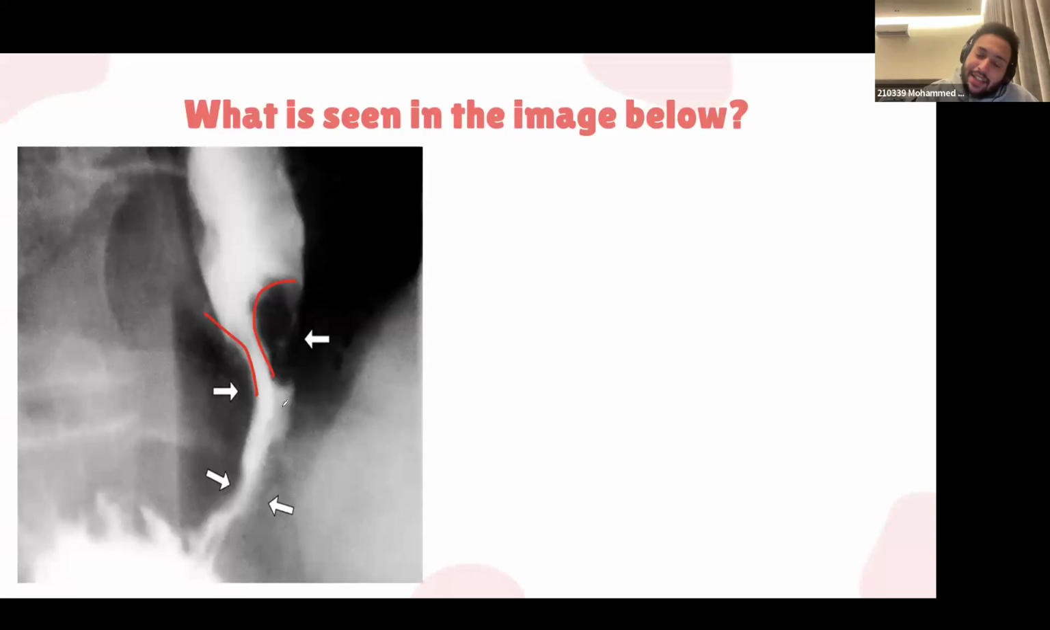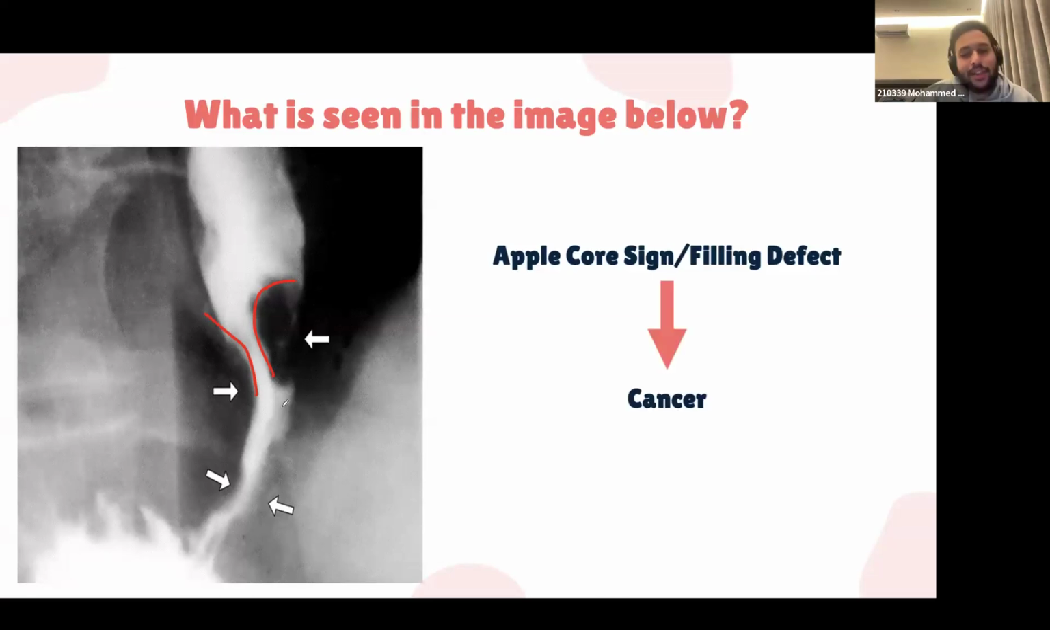So that is a key sign that you see for any GI cancers. It does not matter what cancer it is. Very important: the apple core sign or filling defect most likely is a cancer. Here in this patient, in this image, they actually have squamous cell with adenocarcinoma, apparently, because distal and then upper esophagus. Anyways, we don't really know.